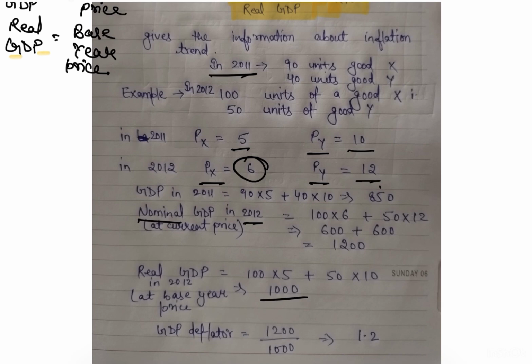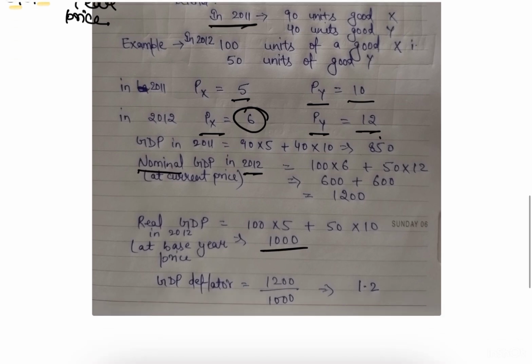And GDP deflator, that formula we saw earlier, will be nominal GDP upon real GDP. So we take 1200 upon 1000, and it comes out to 1.2, and to show it in percentage form we multiply it by 100, so it will be 120%. So this GDP deflator shows the inflation trend.